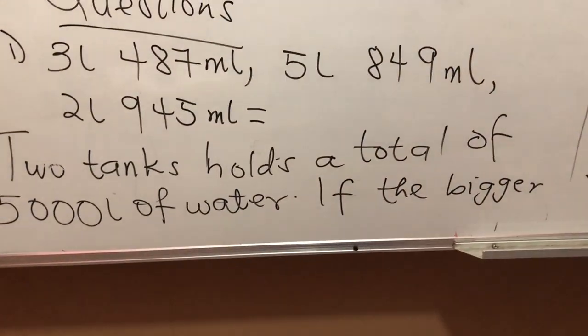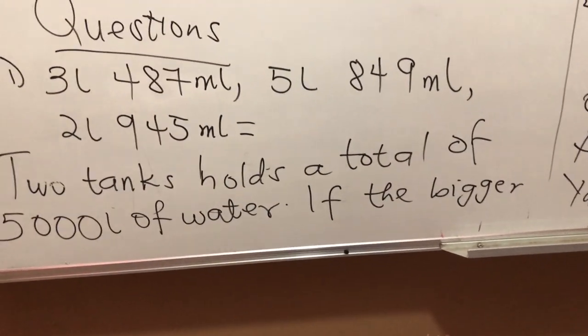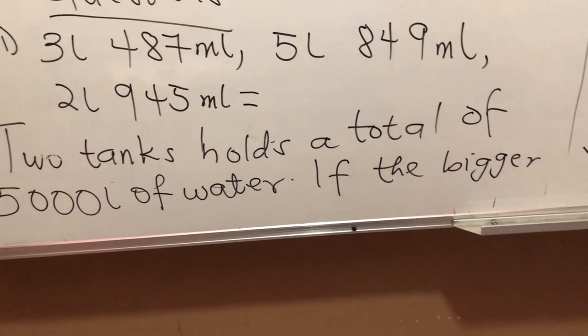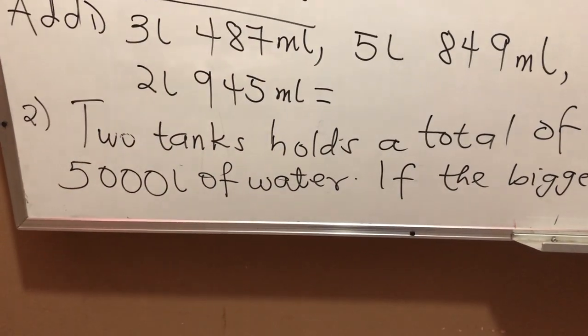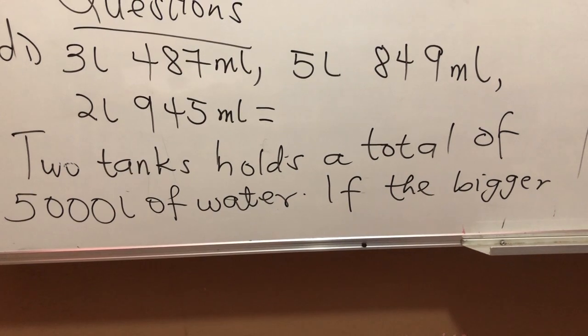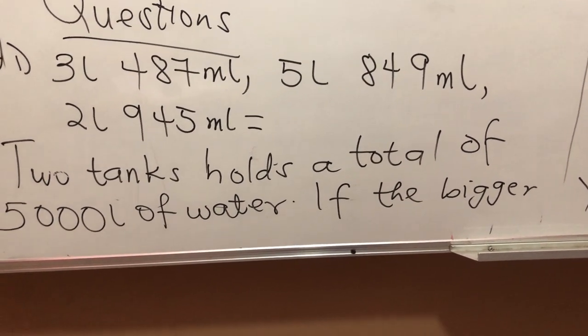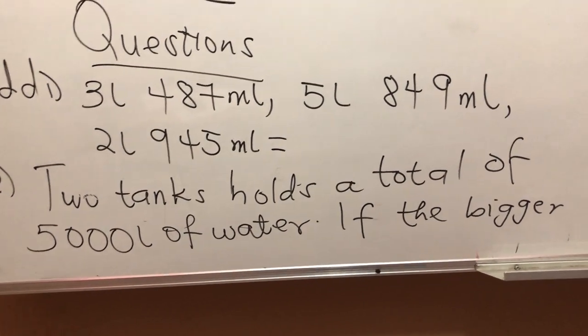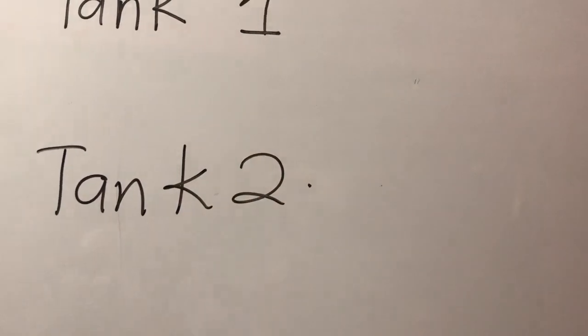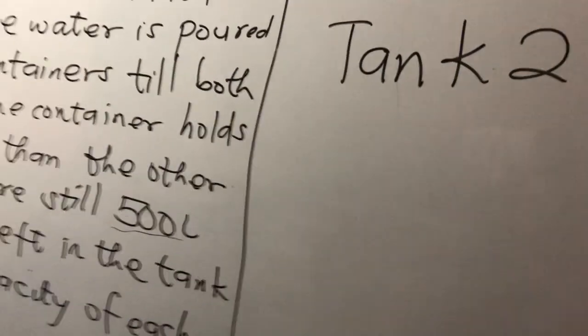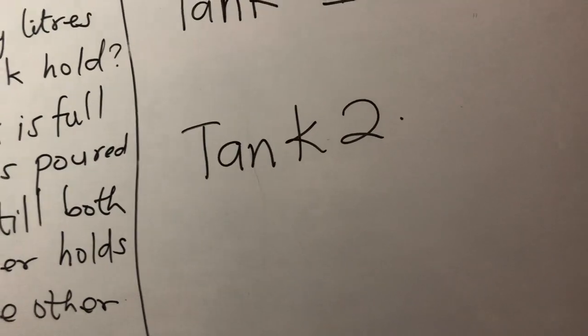Okay, let's take the second question. 2 tanks hold a total of what? 5,000 liters of water. Alright, 2 tanks. So let's get the understanding for what they are saying. 2 tanks hold a total of what? 5,000 liters of water. So let's count here. 2 tanks. So first let's write tank 1. Tank 1. And let's write what? Tank 2. And I say that these 2 tanks, both of them, their total is what?